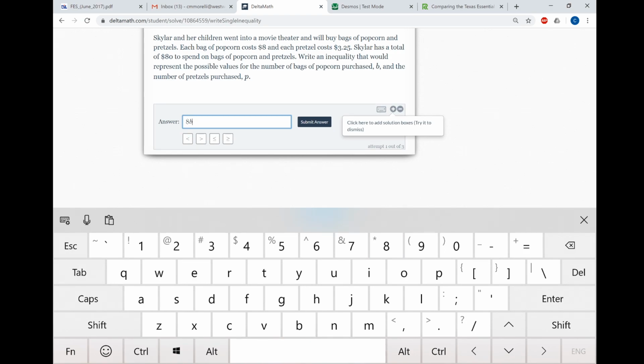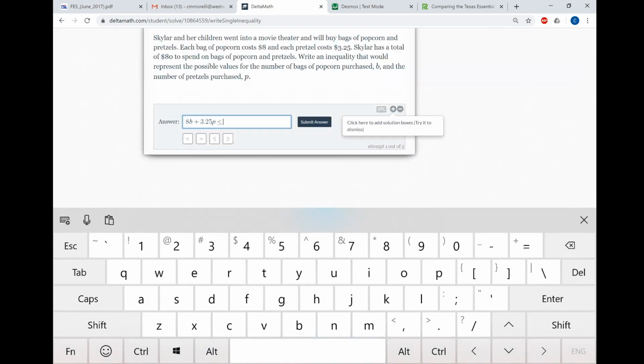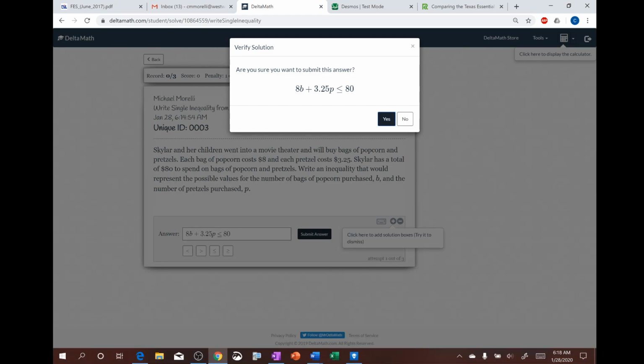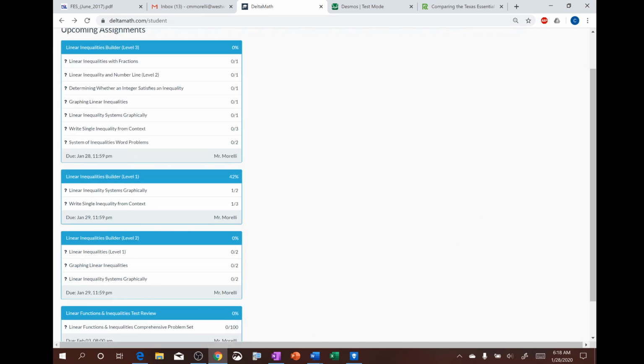8b plus 3.25p and less than or equal to 80. All right, let's submit that answer. And we got that right. Okay, so that's how you do those problems. What's the next part of this? Guess we're on to level 2.